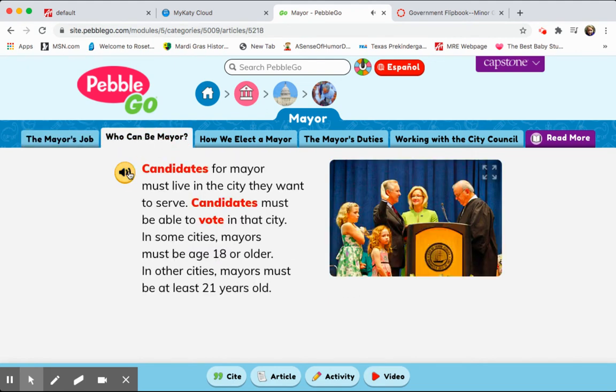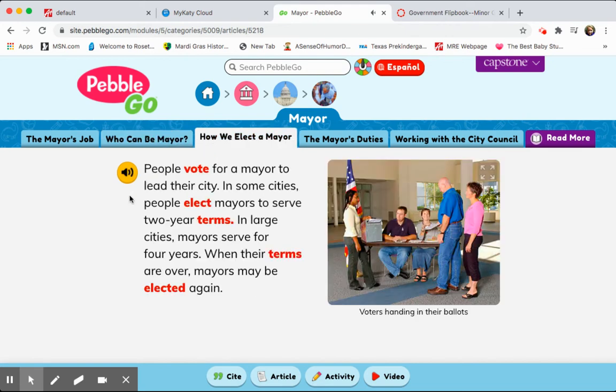Who can be mayor? Candidates for mayor must live in the city they want to serve. Candidates must be able to vote in that city. In some cities, mayors must be age 18 or older. In other cities, mayors must be at least 21 years old. How we elect a mayor. People vote for a mayor to lead their city. In some cities, people elect mayors to serve 2-year terms. In large cities, mayors serve for 4 years. When their terms are over, mayors may be elected again.